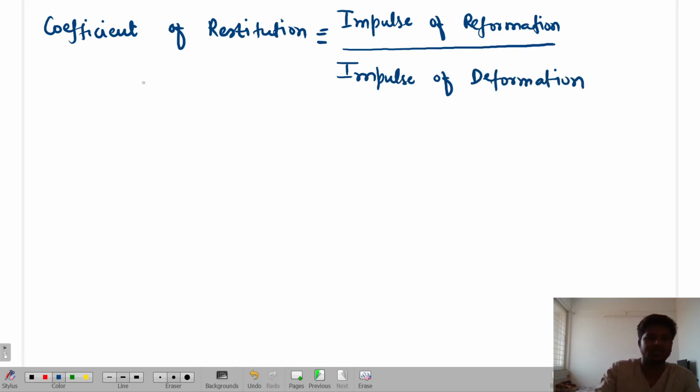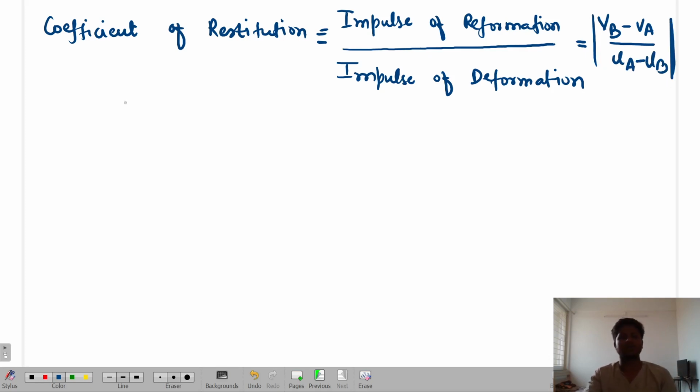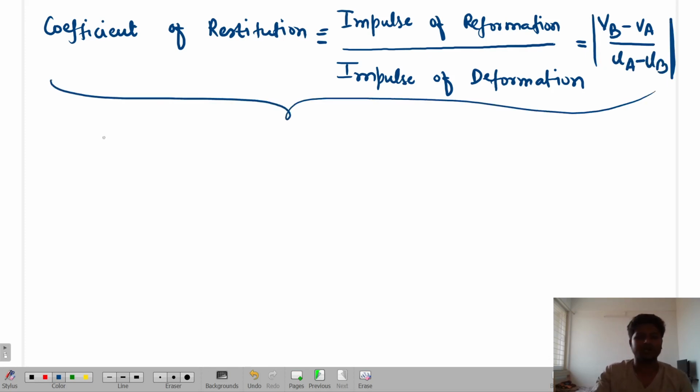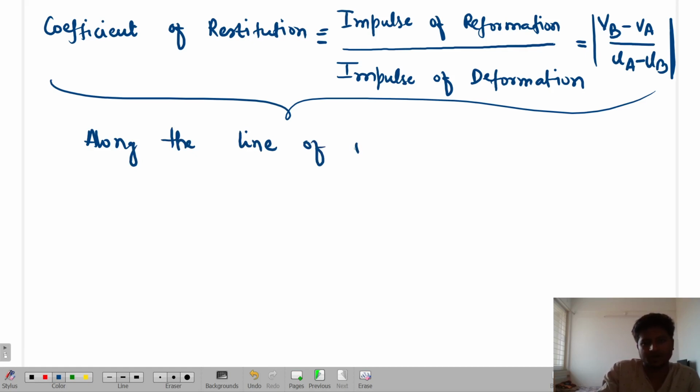Second point is, this is equal to velocity of separation, that is V of B minus V of A divided by U of A minus U of B. Are you able to get me or not? But this thing must be along the line of impact, because impulse is only carried away along the line of impact. Are you able to get me or not?